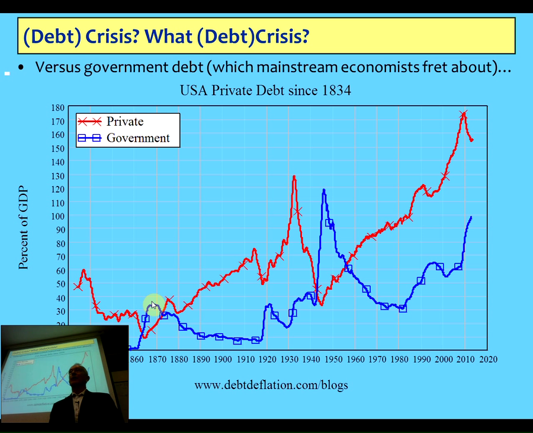I don't know my American history all that well, but I think that was the Civil War, wasn't it? Okay? And that's the Second World War. So throughout, it's been private debt that's been bigger. And public debt has only risen after some sort of economic or social crisis. The Civil War itself. Notice, by the way, a decline in private debt leading up to the Civil War, a decline in private debt leading up to the Second World War.